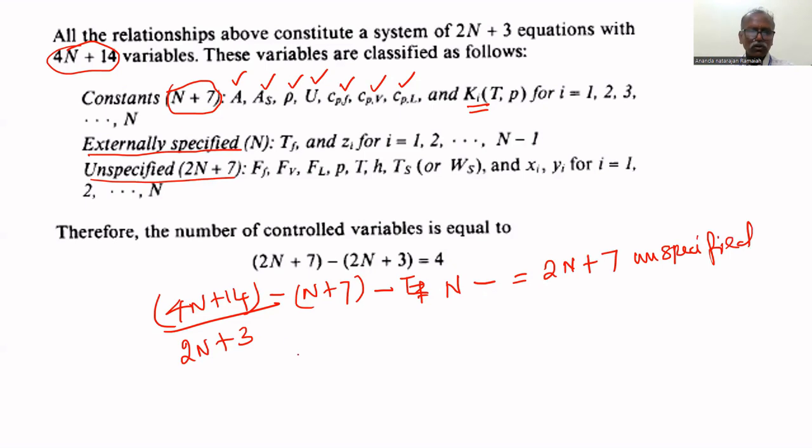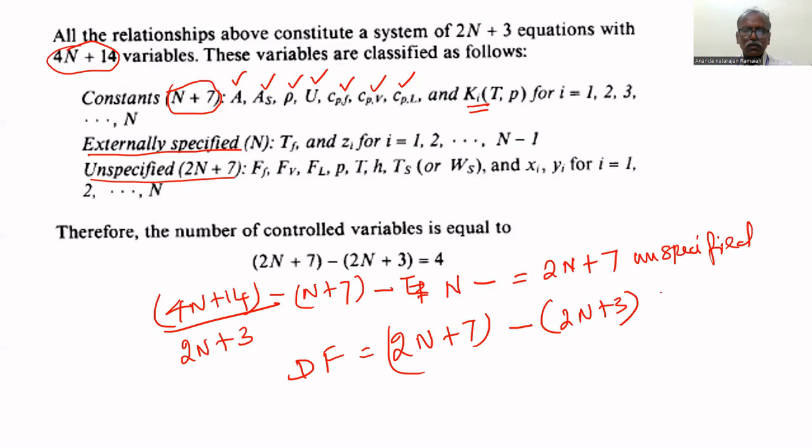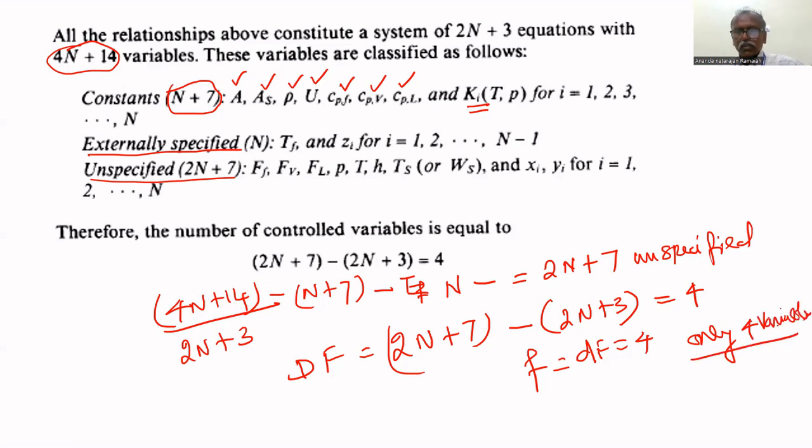Therefore, degrees of freedom equal to unspecified, that is 2N plus 7 minus number of equations 2N plus 3. That is equal to 4. Degrees of freedom equal to 4, that is F equal to 4. Therefore, we can control only 4 variables. Therefore, number of process variables equal to 4.